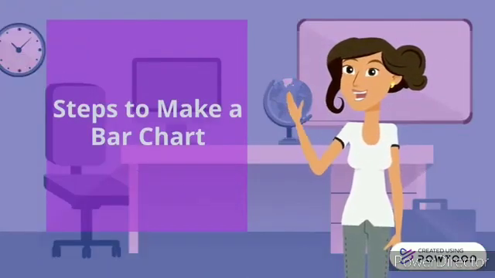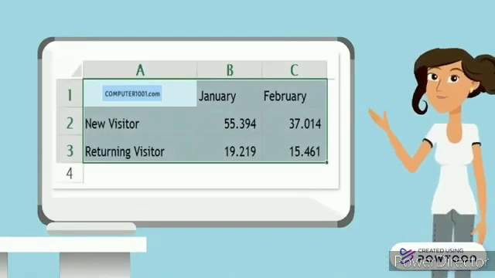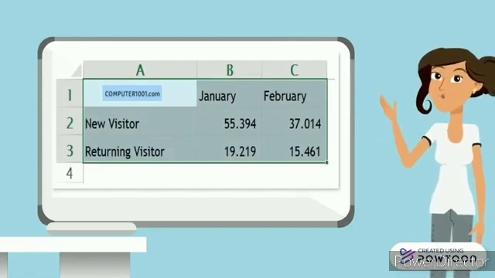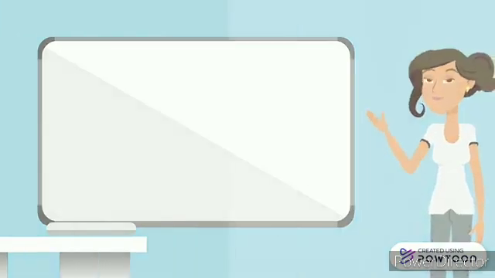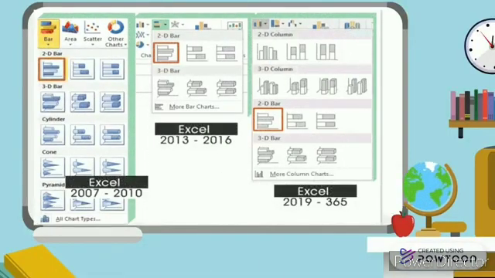Steps to make a bar chart. 1. Select the data range for which the bar chart will be generated. 2. On the Insert tab, Charts group, click Bar Shape. Note: for Excel 2019 and Microsoft 365, click on Column or Bar.